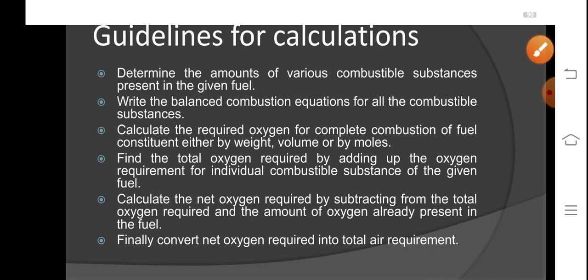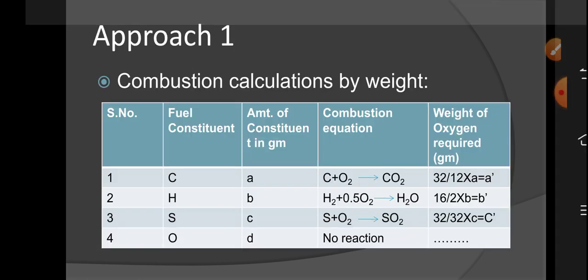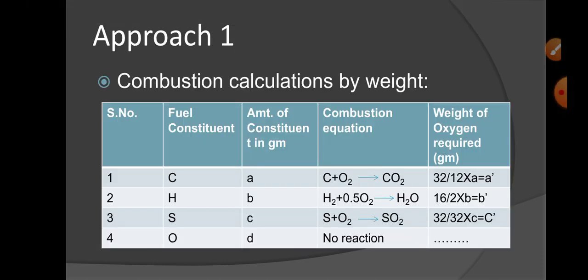So in this point, we are going to use the multiplication factor. That is, air contains 23% of oxygen by weight and 21% of oxygen by volume. So depending upon the unit in which it is being asked, for example, if it is asked in weight, then we consider 23% of oxygen, and if it is asked in volume, then we consider 21% of oxygen. So by knowing all these guidelines, let us move towards the approaches of calculation.